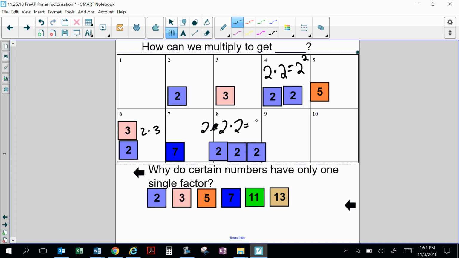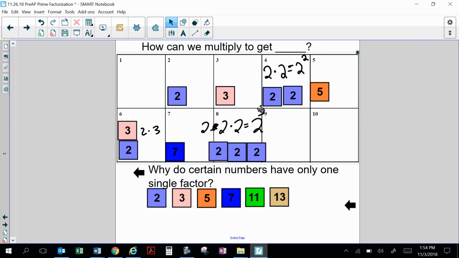But let's write it using an exponent. What factor do you see? 2 is repeated 3 times, so you put a little 3 right there. It's called an exponent. 2 to the power of 3. We also call it cubed. Next number is 9. How can we multiply to get 9?